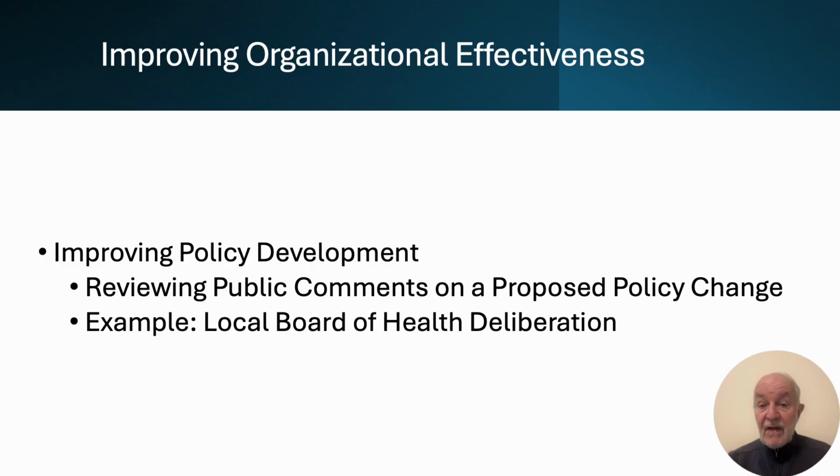Well, organizational effectiveness is a little different. Here we can use artificial intelligence to improve policy development. For example, when a proposed policy change is shaped, one often receives public comment. Many organizations reach out to receive public comment. These can be pulled together using artificial intelligence, which can be a very time-consuming process if done manually. Local Board of Health deliberations are an example of this, where community input can be pulled together using artificial intelligence to facilitate the process of determining what best policies should be enacted.